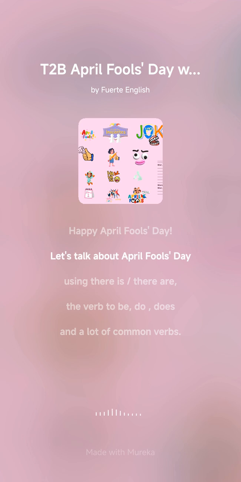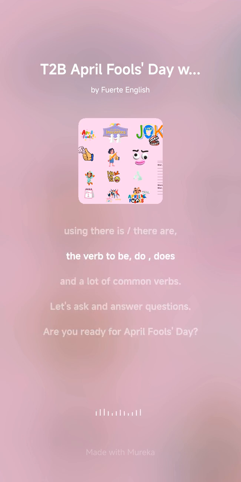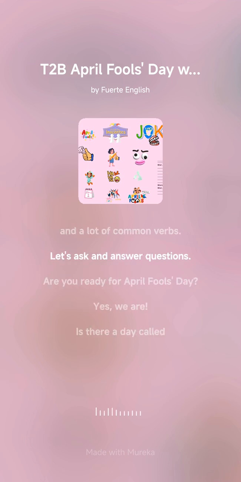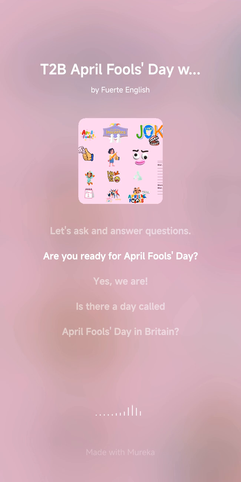April Fool's Day. Let's talk about April Fool's Day, using there is, there are, the verb to be, do, does, and a lot of common verbs. Let's ask and answer questions. Are you ready for April Fool's Day?